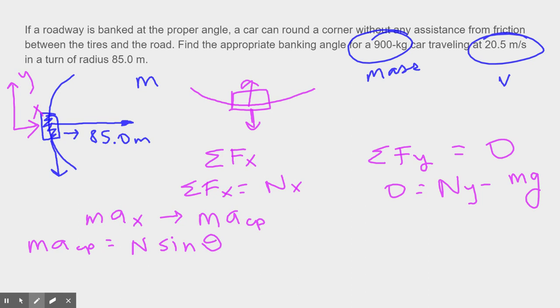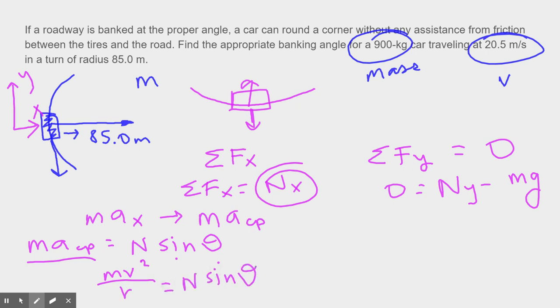And then we can make another. Oh, I'm sorry. We haven't gotten to the equation part yet. We have m a centripetal equals, and because this is in the x direction, it's going to be n sine theta. Now we're going to use that equation, and this is going to get replaced. It's going to be mv squared over r is equal to n sine theta.